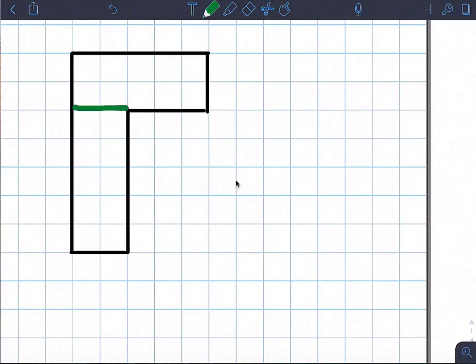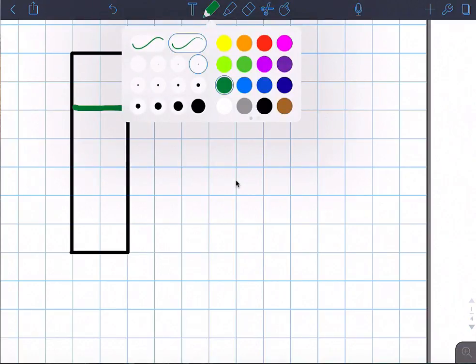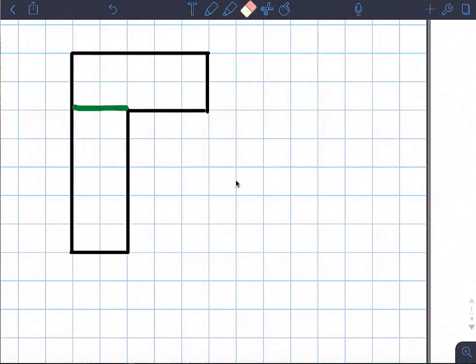No matter what I do, I'm going to end up with the same answer in the end. So it truly doesn't matter how you break it up as long as you show how you did it. Okay, so I'll break it up like this. And now I'm going to find the dimensions of this rectangle here. Okay, so I have a 5 by 2, which is 10.